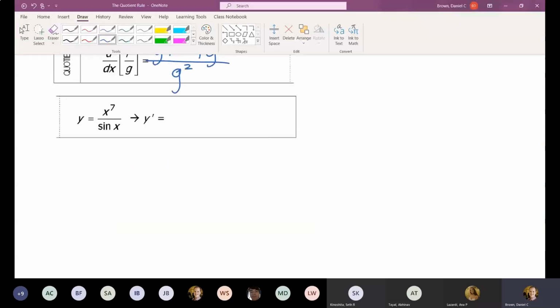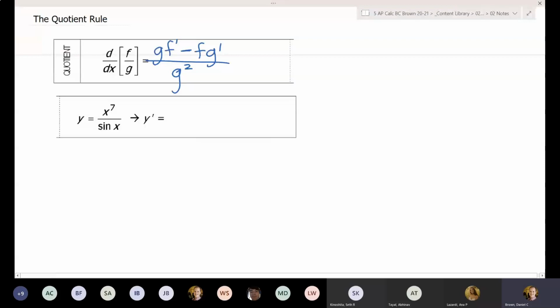So I'm going to find the derivative of this one. I have x to the 7th over sine of x. So with my quotient rule, I have low, D high, less, high, D low, da da da da da, then draw the line, and down below, the bottom squared will go.